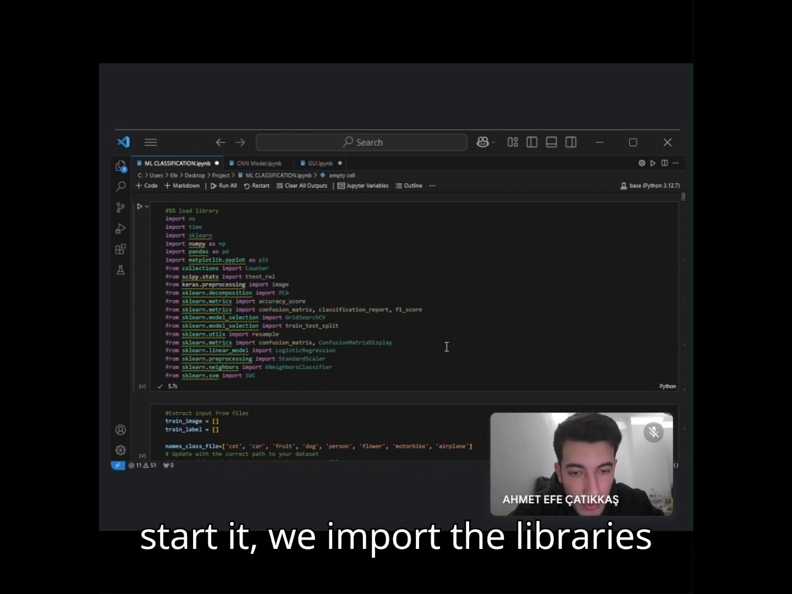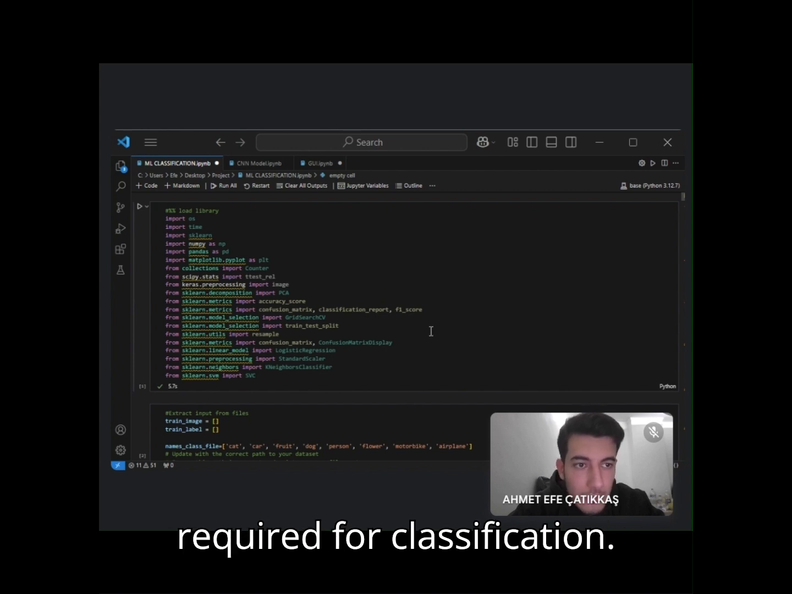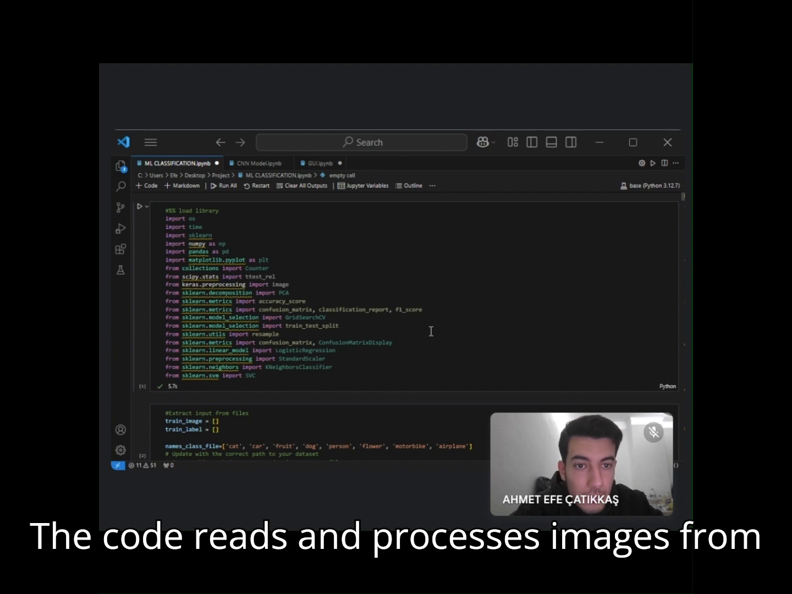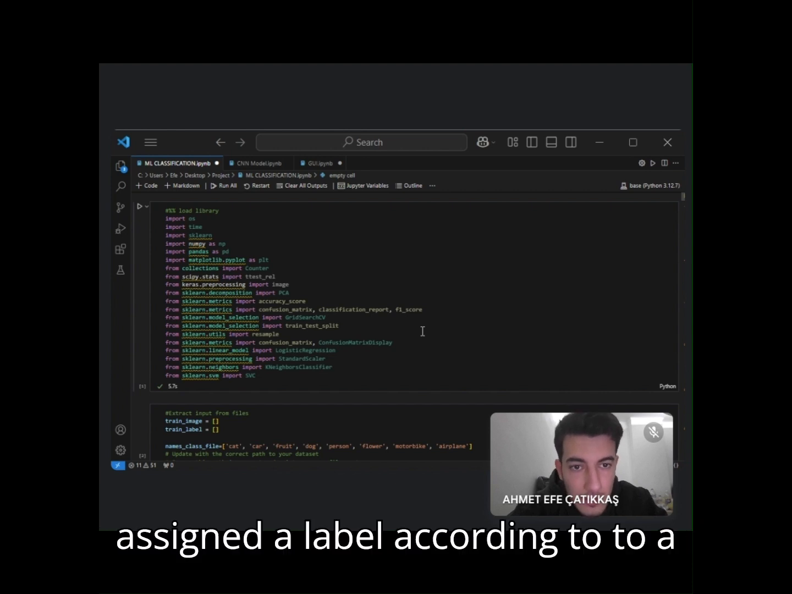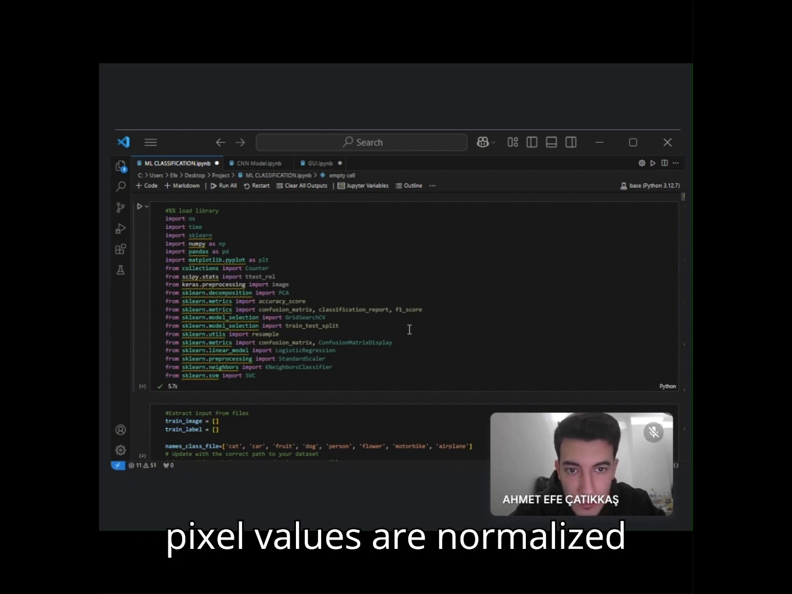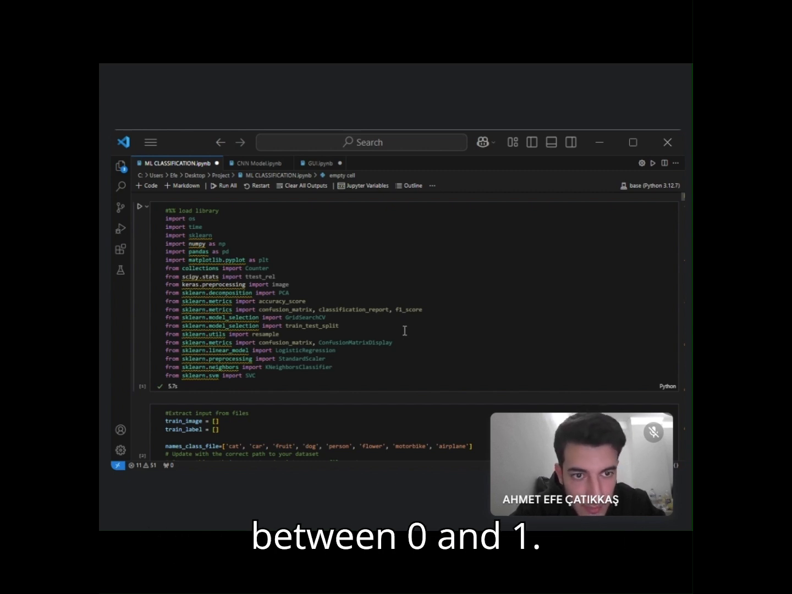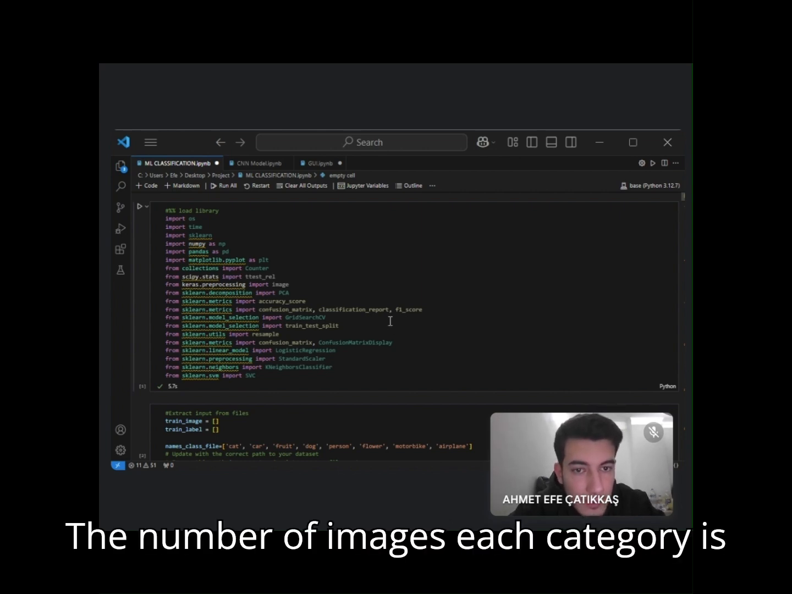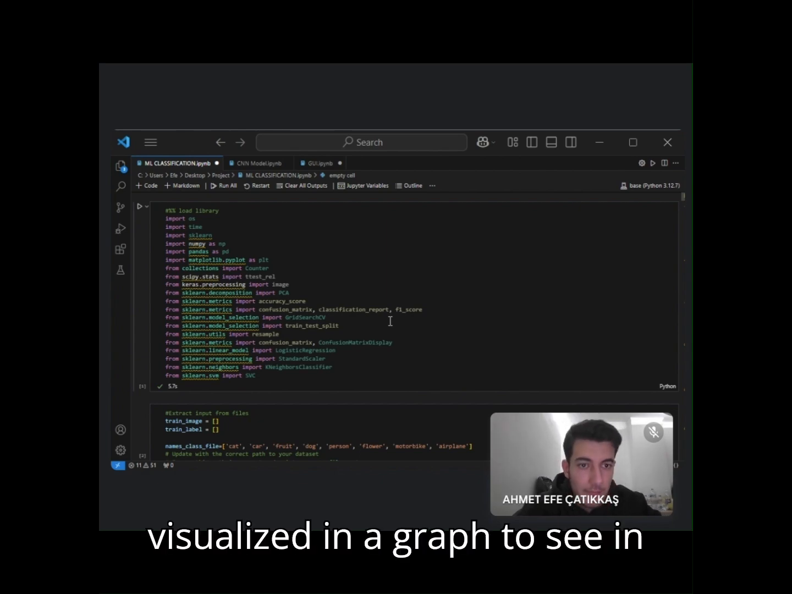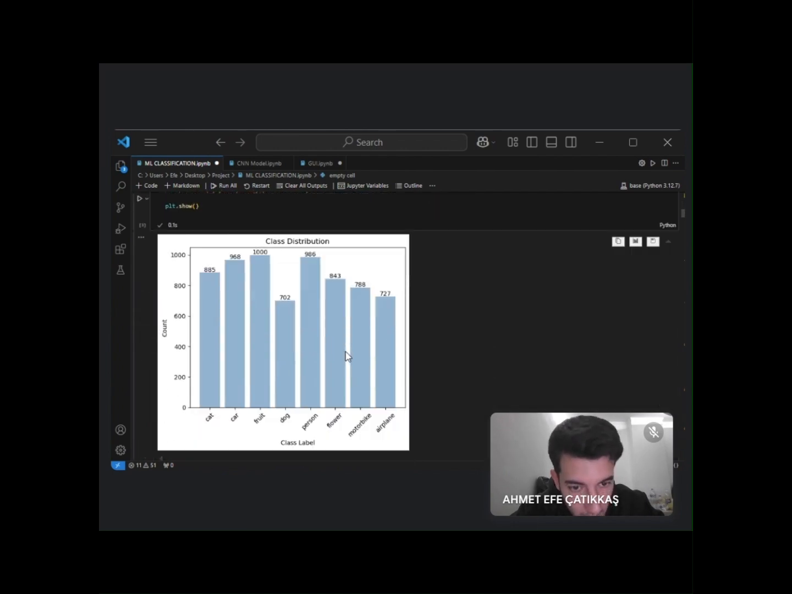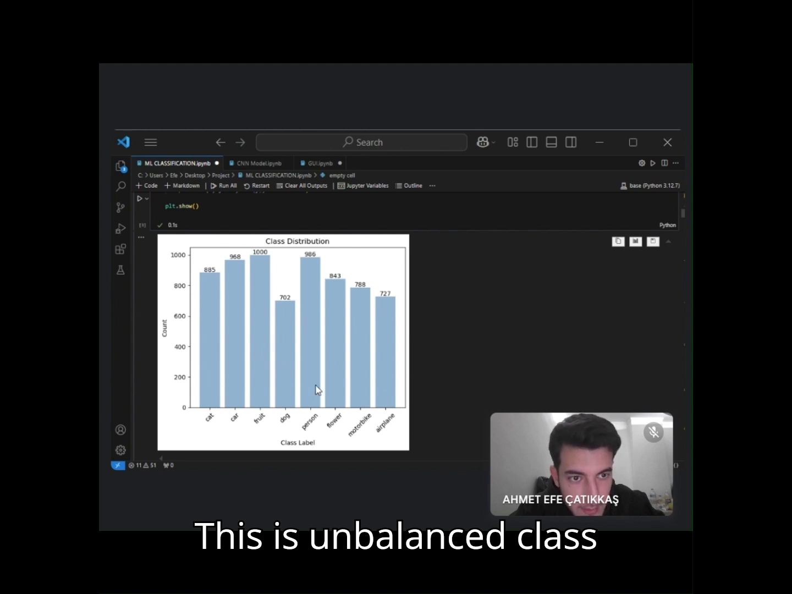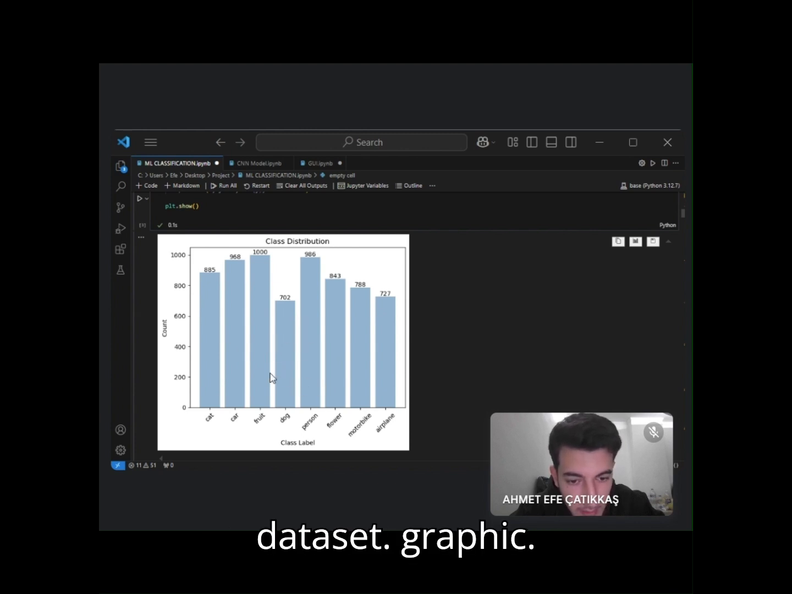To start with, we import the libraries required for classification. The code reads and processes images from each category in the dataset. Each image is assigned a label according to the category it belongs to, and the pixel values are normalized between 0 and 1. The number of images in each category is visualized in a graph to see if the dataset is balanced. This is the unbalanced class dataset graphic.